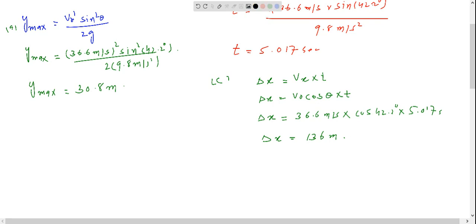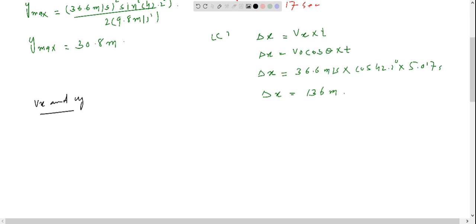And to calculate the velocity, we know that in projectile motion, the velocity is the sum of the horizontal velocity Vx and the vertical velocity Vy. These are the components of the velocity. So we will find Vx and Vy, and then we will sum them, and we get the final velocity V. So we know that velocity is equal to the square root of Vx square plus Vy square.